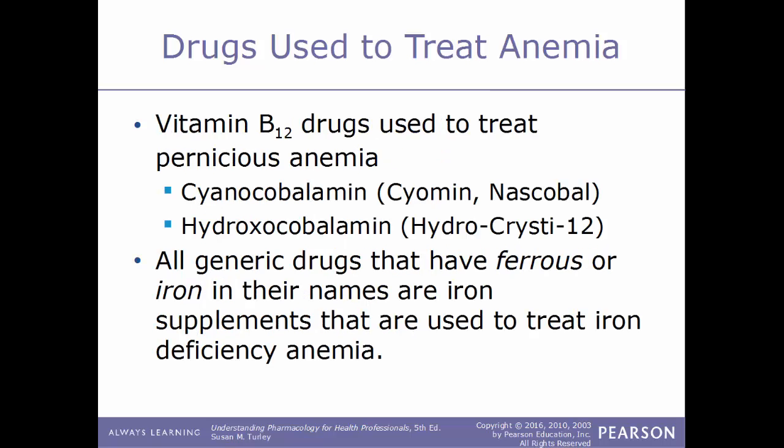Our first kind of drug that we'll talk about are the vitamin B12 drugs, and these will help treat pernicious anemia. Some examples of this kind of drug would be cyanocobalamin, sold under the trade name Cyomin and Nascobal, hydroxocobalamin, which also is known as Hydro-Crysti-12. Now, all generic drugs that have the term ferrous or iron in their names are iron supplements. These are used to treat iron deficiency anemia.